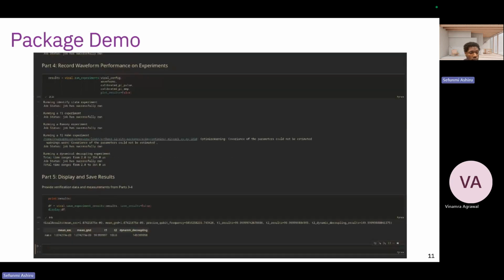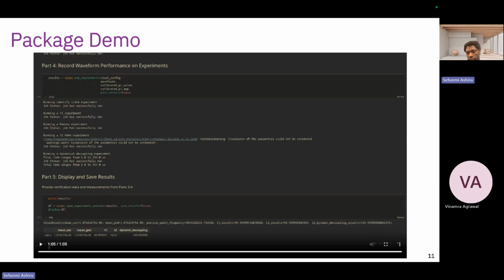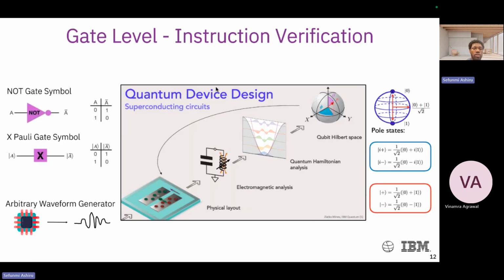So once these run, we just save the data and record it for a physicist to analyze later and decide how well that did, and then collaborate with Sadipto to decide, okay, what needs to be done next. So that's just the general verification process for a gate level instruction.